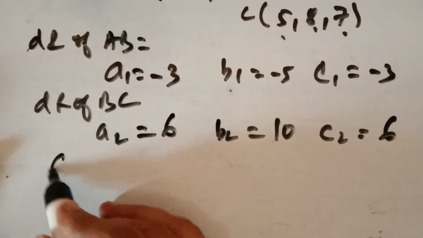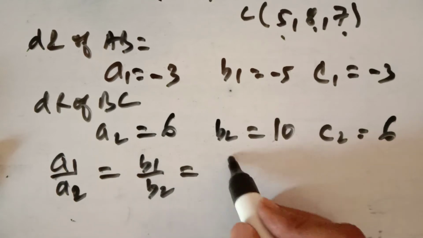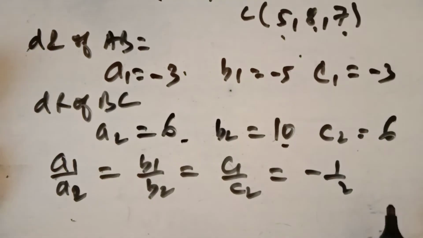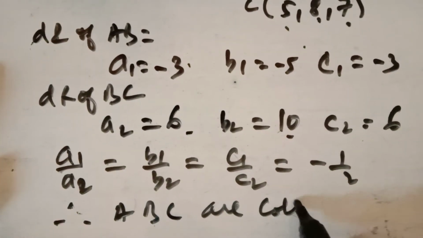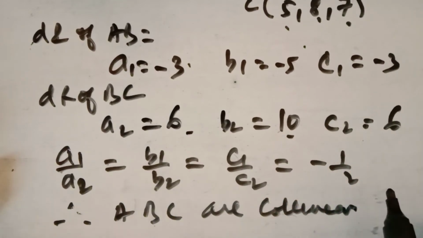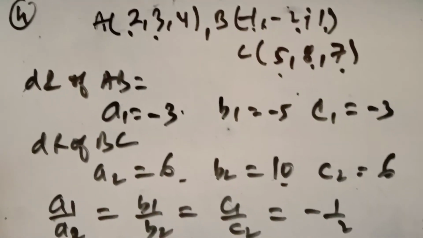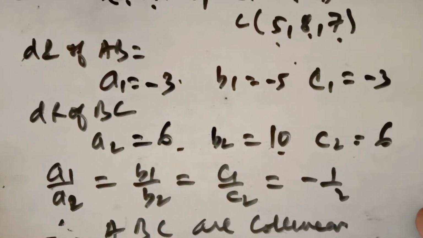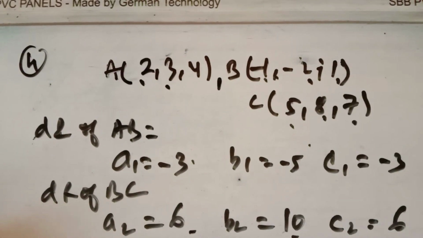Now if you see it very carefully, A1 upon A2 is equal to B1 upon B2 is equal to C1 upon C2. They are all equal to minus half. So we can say that A, B, C are collinear, because one point B is common to the lines AB and BC. So if you have to prove that points are collinear, you prove that the direction ratios of AB and BC are proportional. So we can say that A, B, C are collinear.